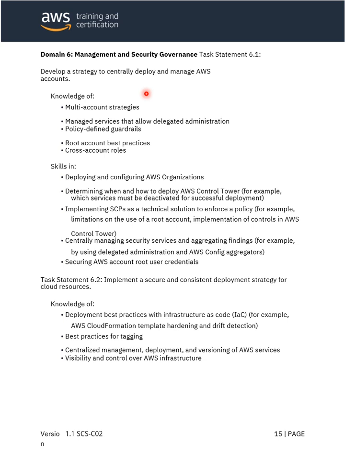Then 6.2 is implement a secure and consistent deployment strategy. IaC, Terraform or CloudFormation. How will you do template hardening and drift detection? What are the different, best ways for tagging? How will you do centralized management, deployment, and versioning of AWS services? How will you control the AWS infrastructure? You will certainly get questions out of these.